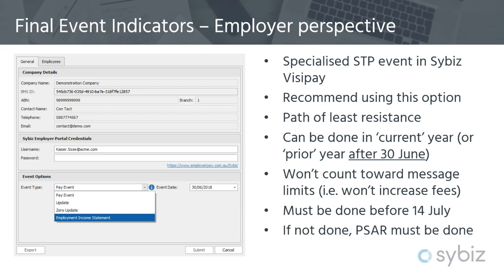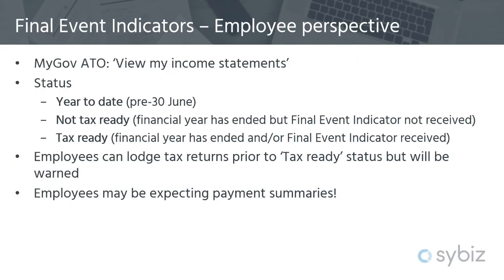And again, just a reminder that the message count that the STP fees relate to, we don't count the end of financial year reporting through those message counts, so don't worry too much about that. And again, just emphasising that your reporting must be done before the 14th of July. If you don't do it, you then need to go back to the old payment summary annual report process and file the EMP-DUP. So that's just a word of warning there.